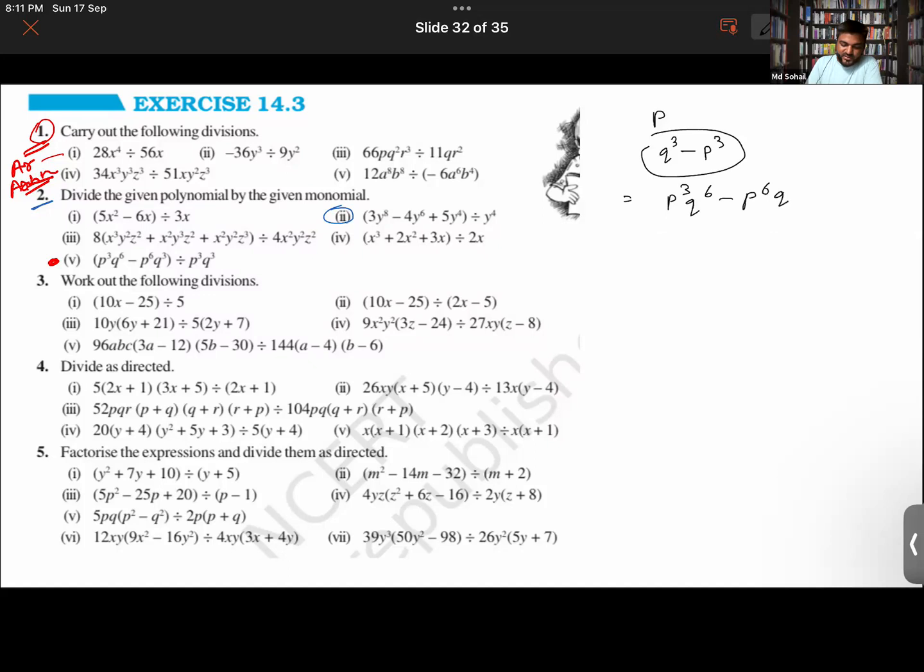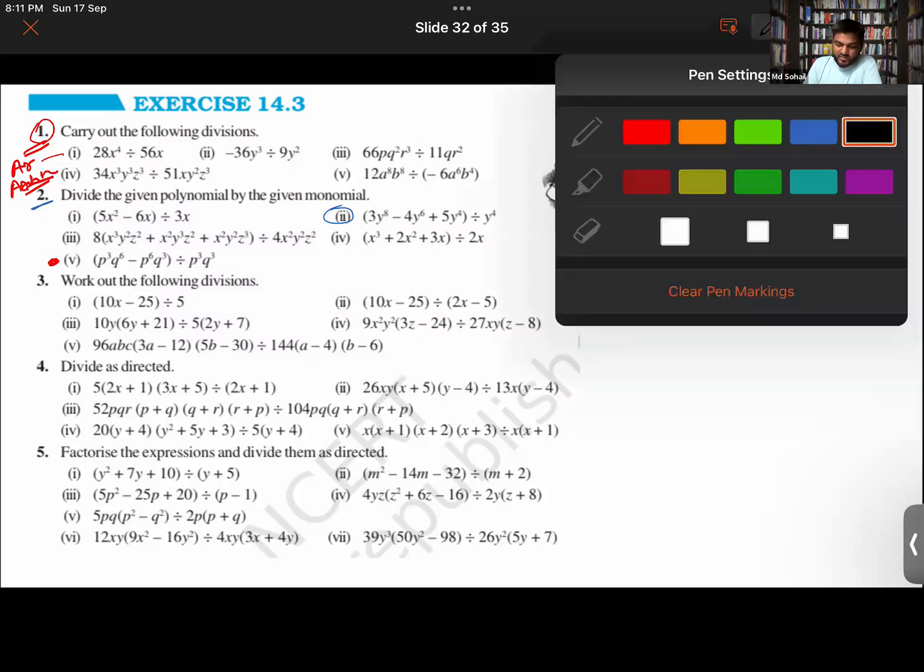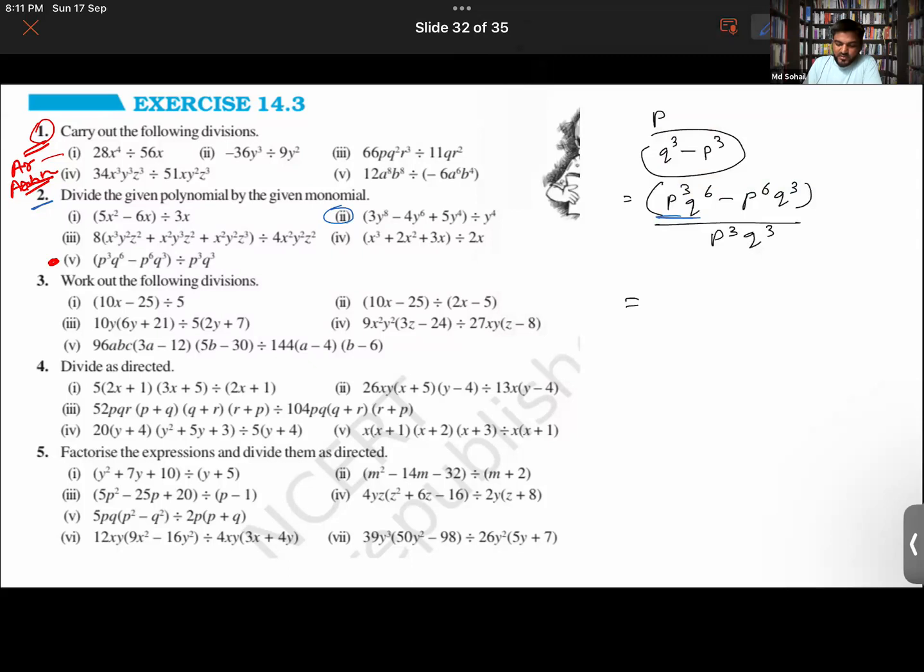P raised to the power 6 Q cube divided by P cube Q cube. Okay, so what is the common? P cube is common in both of them, here also and here also, and Q cube is common in both of them, right? Do we need to reduce it to the irreducible form? I have just directly said that P cube is common in both of them.